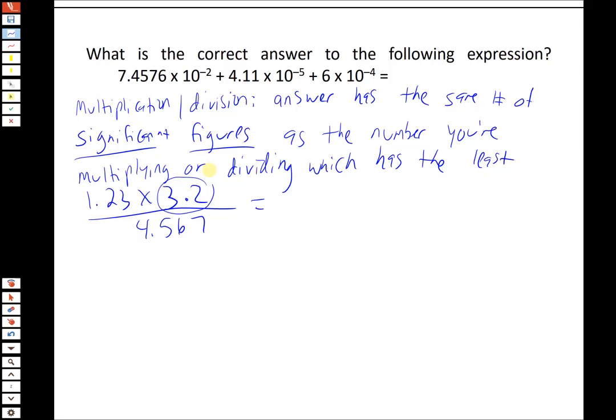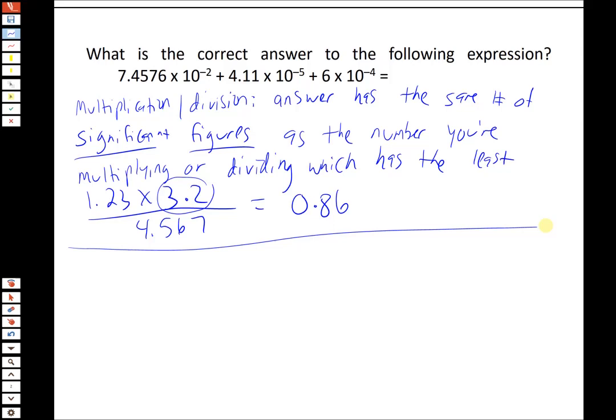So 1.23 times 3.2 divided by 4.567. The calculator spits out 0.86183449 and so on, but we only want 2 significant figures in the answer, so we would round it to just 2 digits. And in this case, it's a decimal number, so both digits after the decimal are significant. So that's just a random example of how I multiply and divide. It didn't seem like we had particular trouble with that.